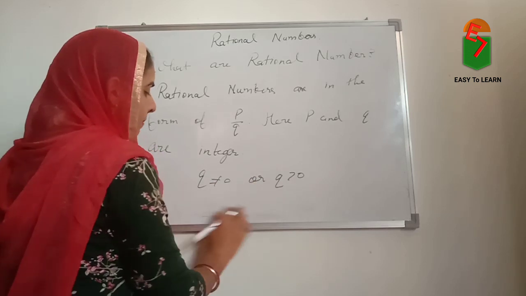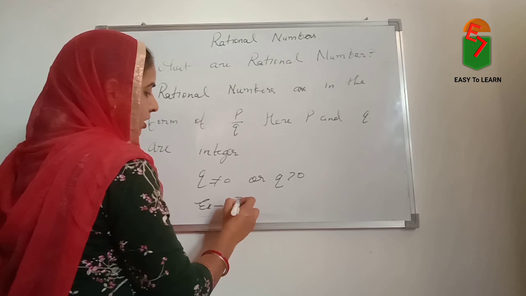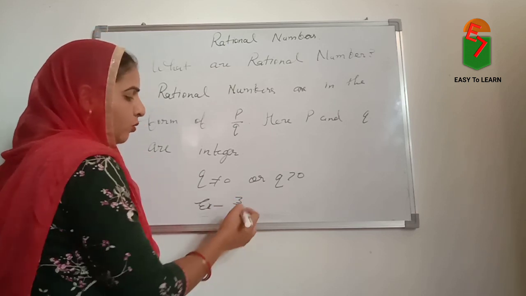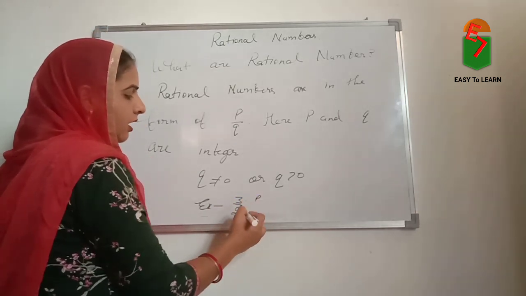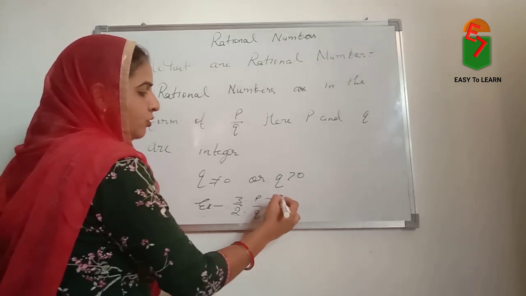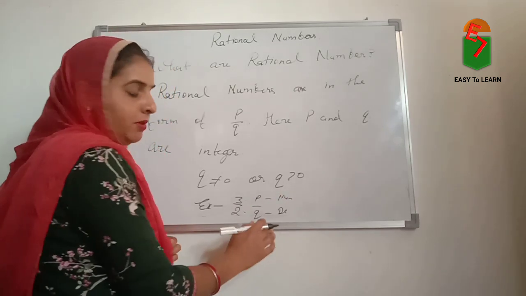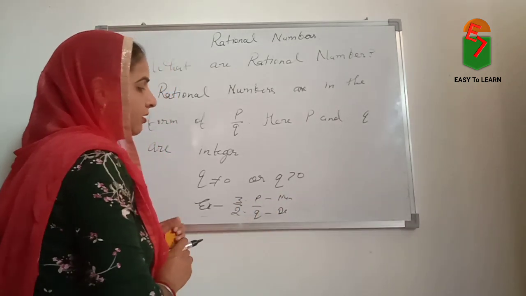So now we take an example: 3 by 2. Here 3 is p and 2 is q. p is the numerator and q is the denominator.